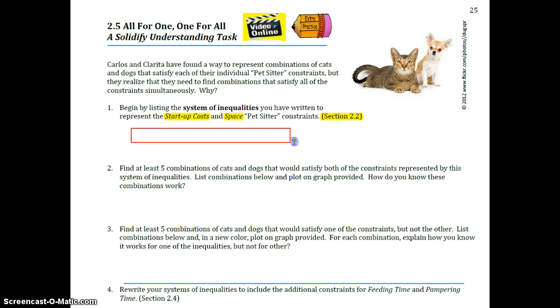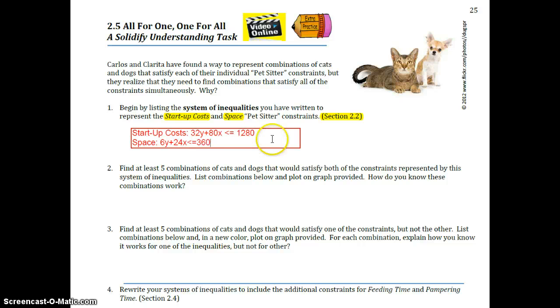So our first constraint was for our startup costs. That first constraint is saying that 32y plus 80x is less than or equal to, I can't do the actual less than or equal to sign, so we'll use that instead, 1,280. And we know that our space constraint is found by doing 6y plus 24x is less than or equal to 360.